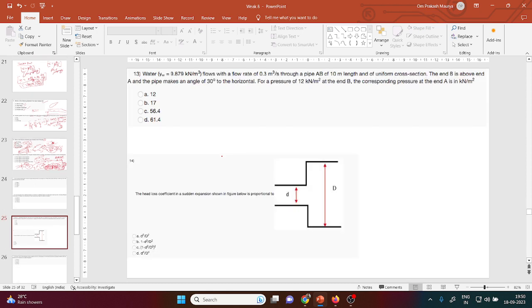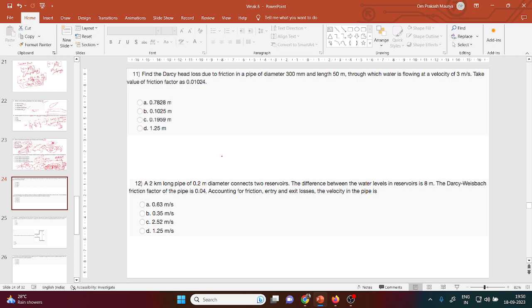Before this question, I have one theoretical question. You just see. First, you need to solve this question number 11. You all know Darcy's head loss, hL is equal to f L V square by 2gD. So you need to put in the values and tell the answer, how much you are getting.